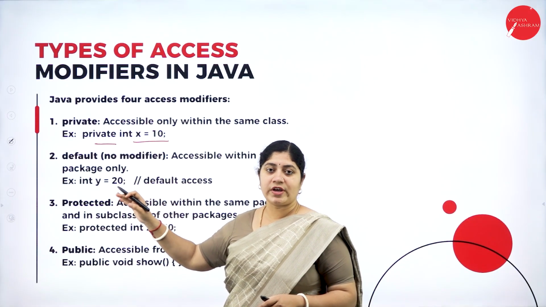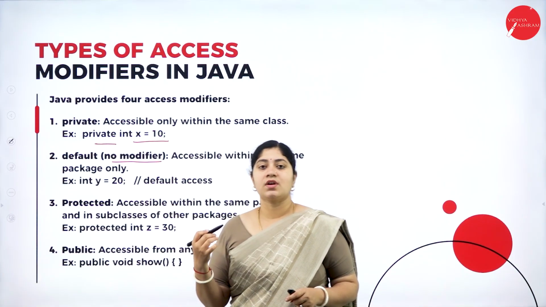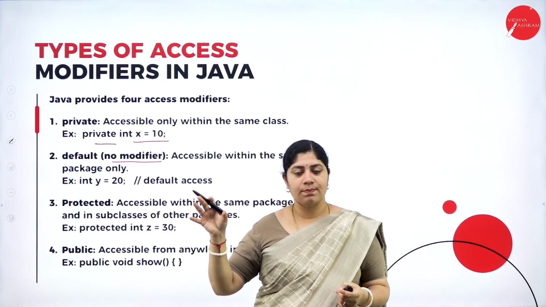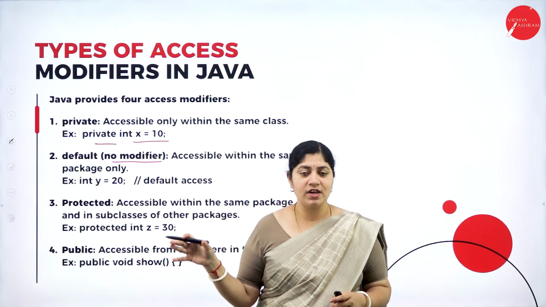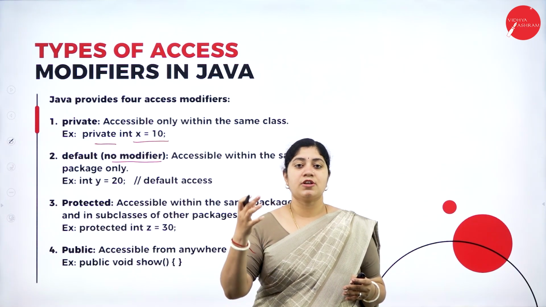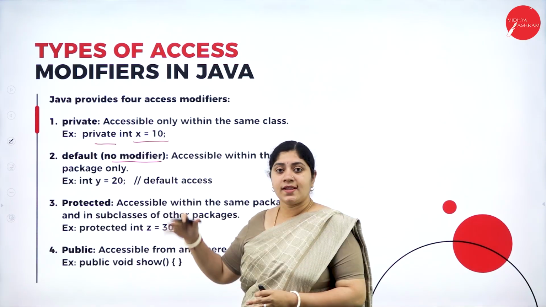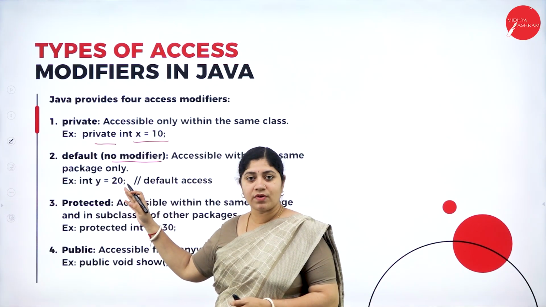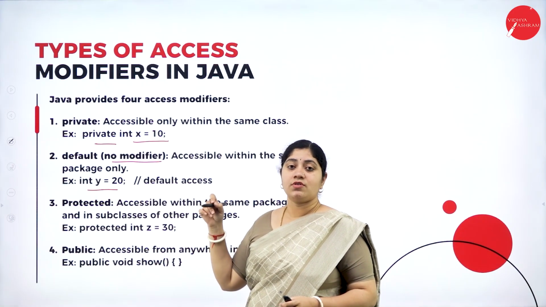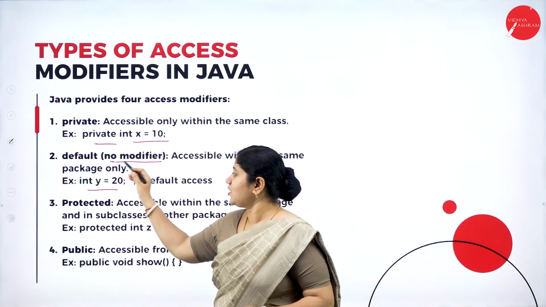The next type of access modifier is default, which is also called no modifier. This is responsible for providing access within the package only. Initially we define the package if we want to start any program, right? If I want to access any information, yes, it is possible if that information is included in that package. Let's see an example for the default modifier. Here we can see int y = 20. We are not using any keyword because the name itself says no modifier.